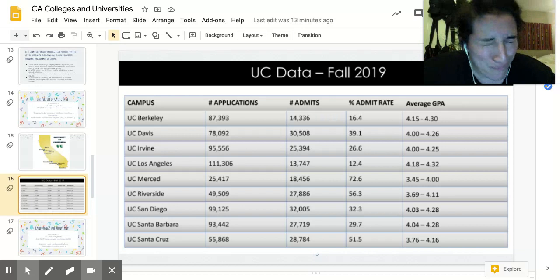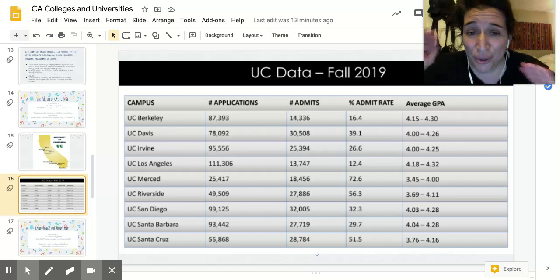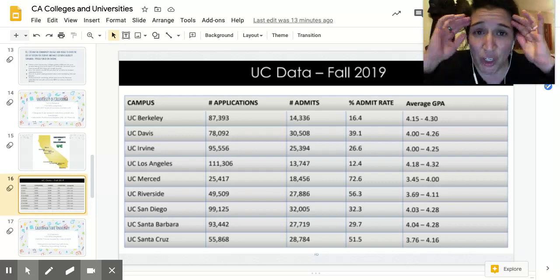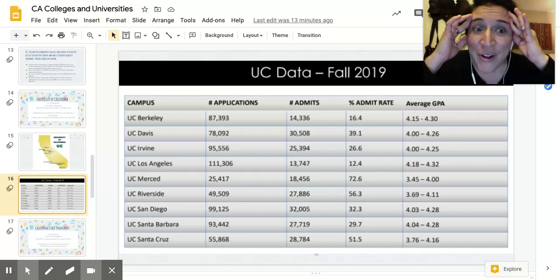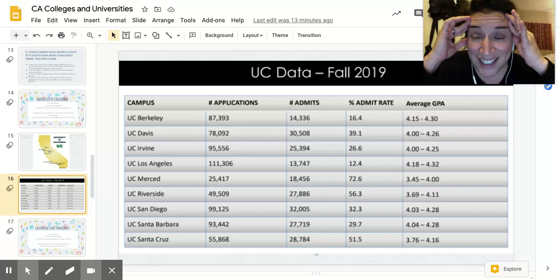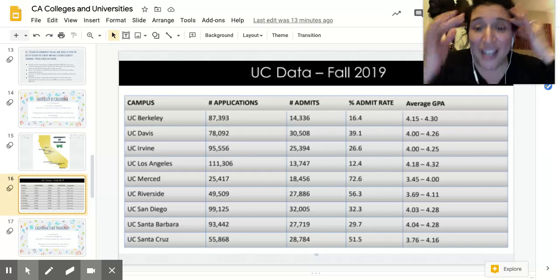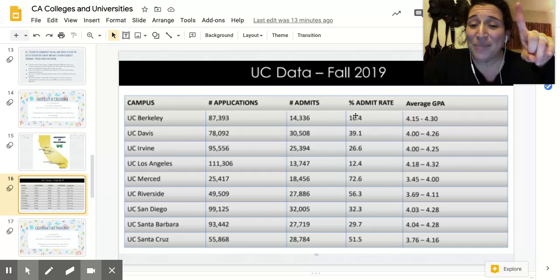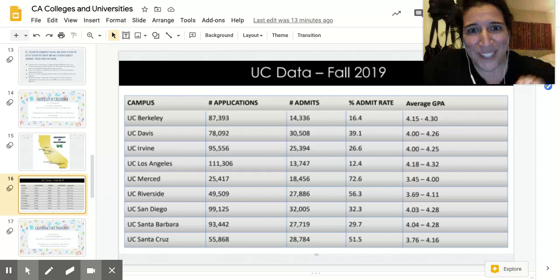Y'all, that's mind-boggling. Like your sophomore class is like 130 students. At UC Berkeley, there are 14,000 students every year. It's a huge school. Still, they only admit 16.4% of the people that apply. So it's very competitive. Check this out. The average GPA of those people that are admitted is 4.15 to 4.3.